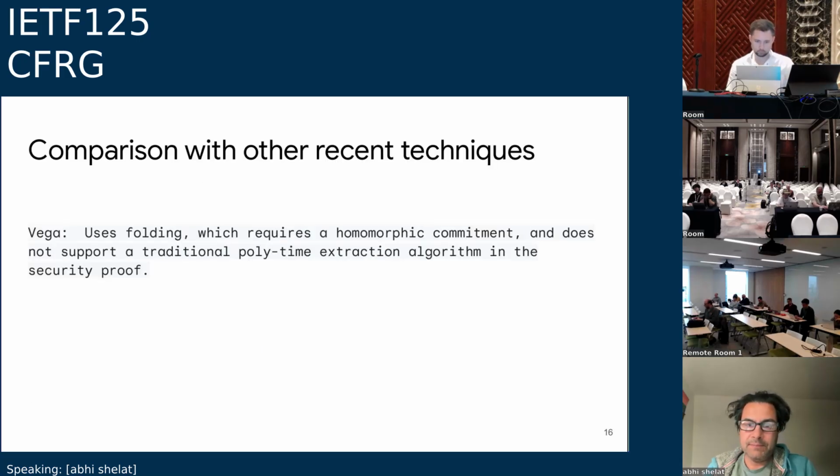Okay, I just want to report on one other. There has been a little bit of state-of-the-art work here. Vega is a late 2025 paper that compares to Longfellow. They use some very cutting-edge techniques, and they claim essentially a factor 2 improvement on the prover time. To put that into perspective, they require elliptic curve commitments, so they're no longer post-quantum secure. They also don't have a traditional security argument in the sense that they use a technique called folding, which doesn't allow for a traditional polynomial time extraction algorithm for the statements that they have in mind.